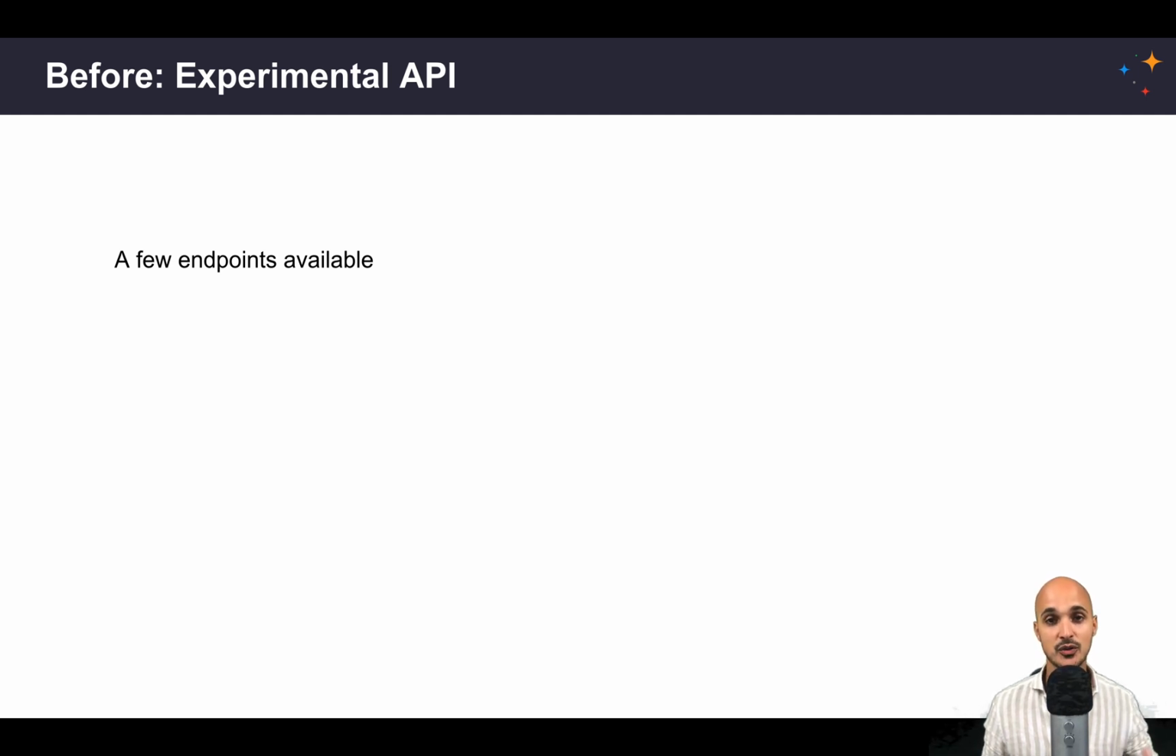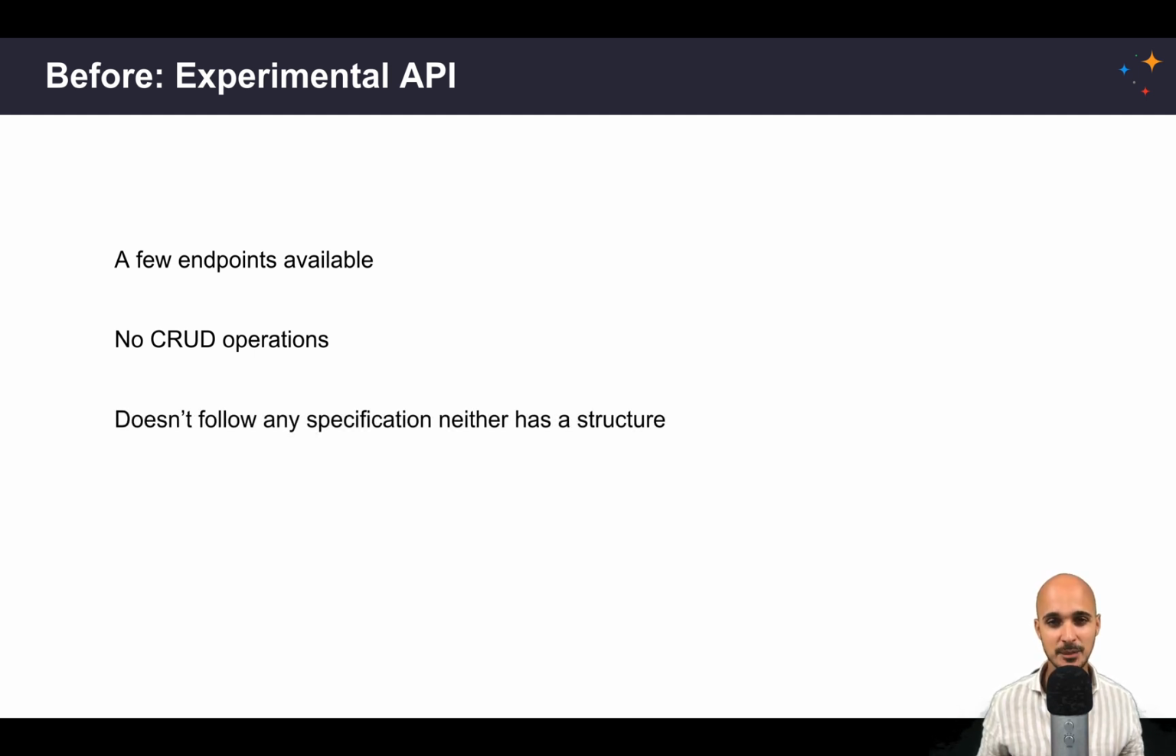For example, if you want to create, read, update, and delete a variable, you can't do that. The API doesn't follow any specification, nor has a structure, which is a real issue if you want to interact with that API in a production environment where you have multiple tools. And finally, there is a big lack of documentation. Indeed, you can't even know the output format of some endpoints, whether it will be JSON or a text format. As you can see, the experimental API is definitely not suitable for usage in production.